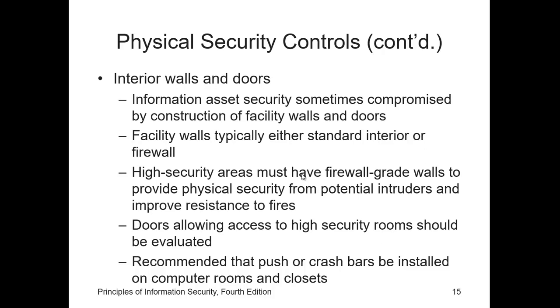So the doors that allow access into these types of secured rooms should also be evaluated, and all should be fire resistant. These computer rooms also have push or crash bars installed in case of a collapse of the building. The building can collapse, but that room will hold the information without any problem. Such devices meet building codes but provide much higher levels of security than the standard door pull handle. So we have lots of designs that we need to consider when looking at the walls and the doors of the server room or the wiring closet.